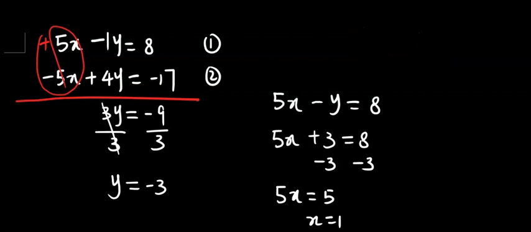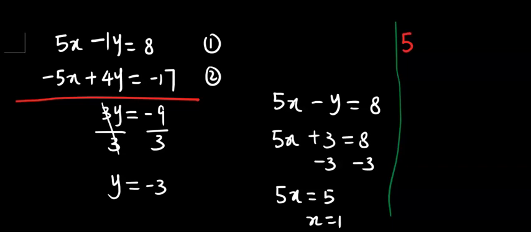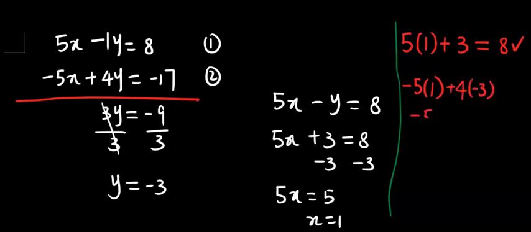Now, we're going to spend a little bit of time to check our work, make sure everything is good. To check work means we're going to plug it back in to see if the equation is still true. The first equation says 5 times x, x is 1, minus negative 3 is plus 3. Is it 8? Yes. Next one, we're going to check again. Negative 5 times 1, and plus 4 times negative 3. That's negative 5, that's negative 12, that's negative 17. That is true.